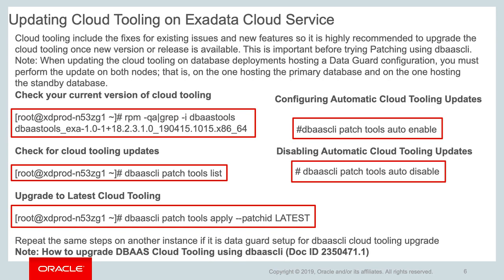When you update the cloud tooling on database deployments hosting a DataGuard configuration, you must perform the update on both the nodes. That is one which is in the role of primary as well as the other database which has a role of a standby database.